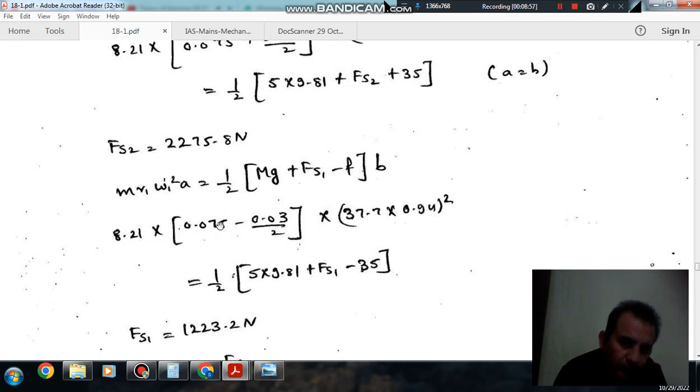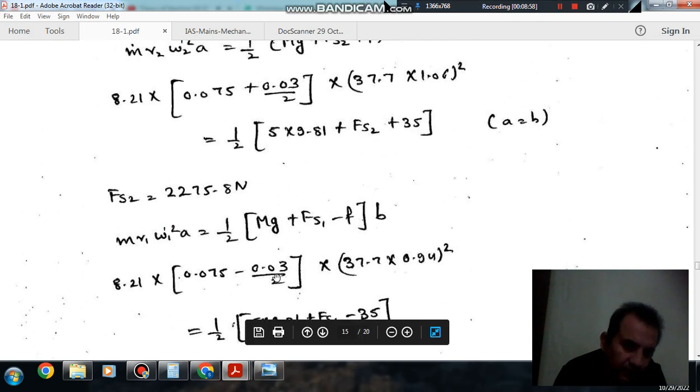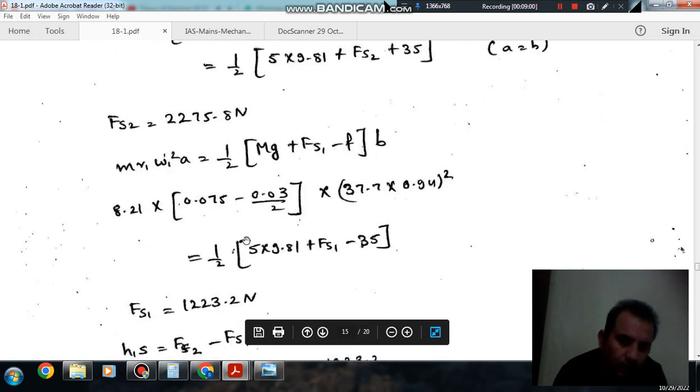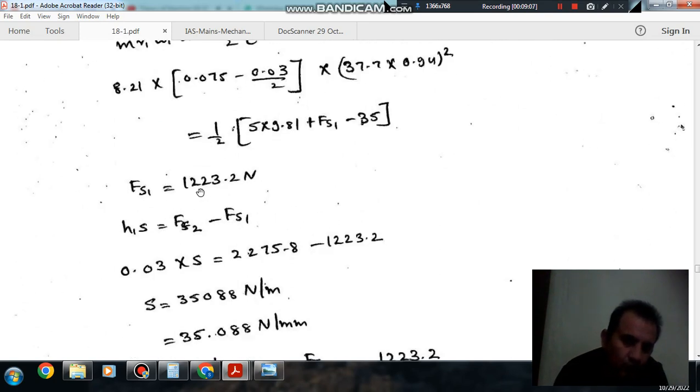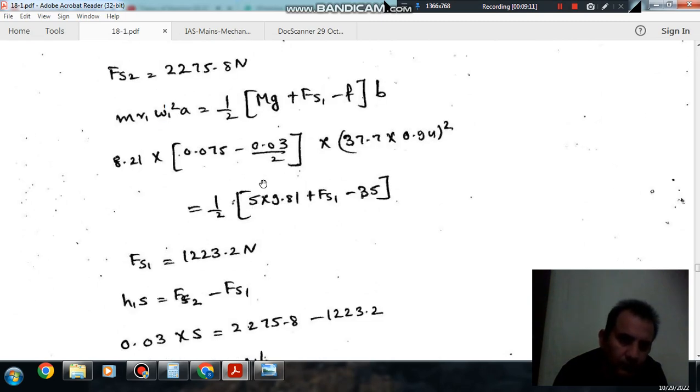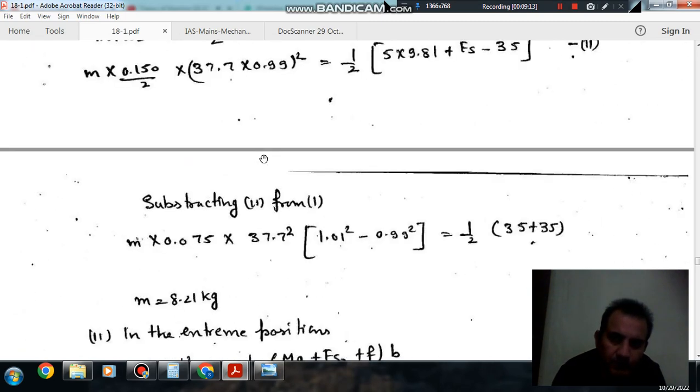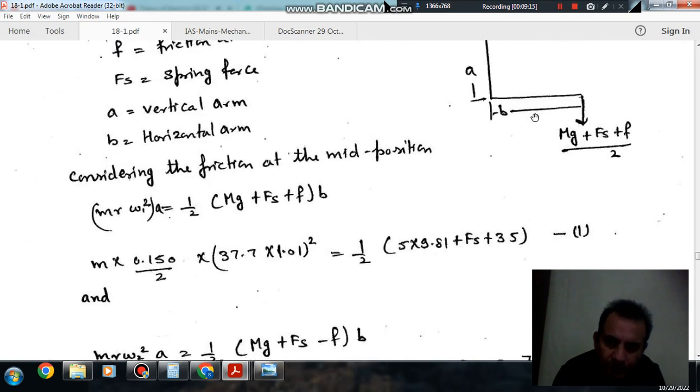Similarly for minimum speed, suppose minimum speed is omega 1 dash, that is 37.7 into 0.94, and minimum radius is 0.075. Here it is plus, so here it is minus. Okay, so here it is Fs1, because the position of the sleeve has been changed, so Fs1 comes out as 1223.2 Newton. Okay, minimum speed means minimum speed will occur when it is here, and it is trying to further go down, so F will be minus here.